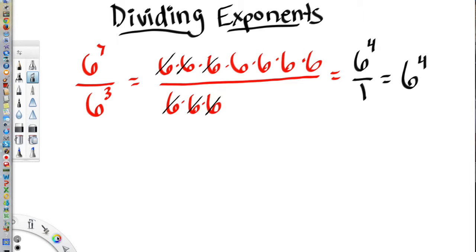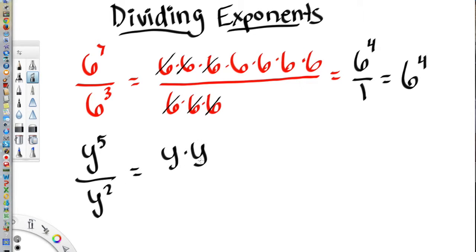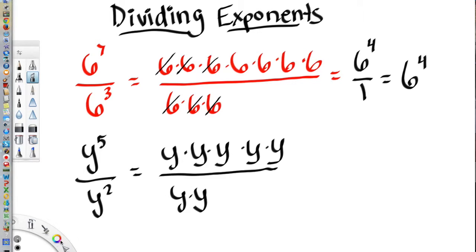Let's look at a variable. I could take y to the 5th power and divide that by y to the 2nd power, and that would look like y times y times y times y times y divided by y times y. That's y squared.